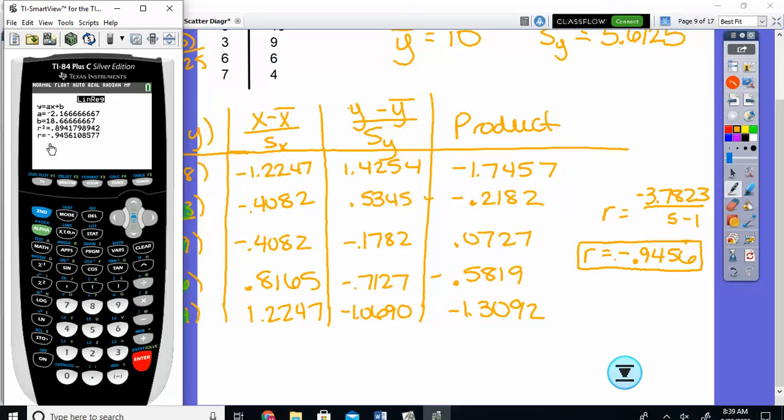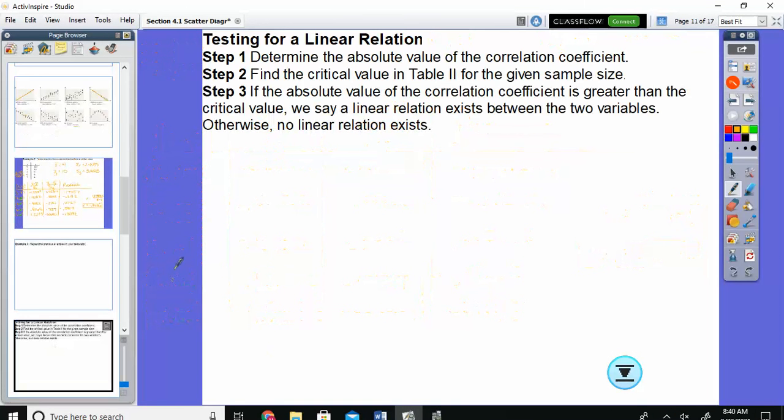So when we use our calculator, do we still have to do the graph? A lot of times I'll ask you to look at the graph first to make sure it is a linear pattern. We have to make sure that a linear relation is appropriate on our problems.